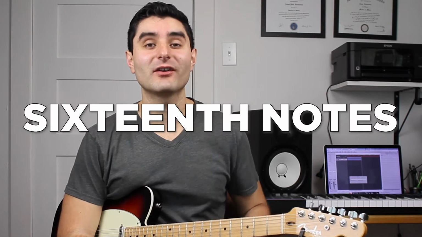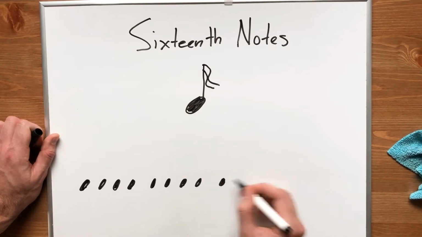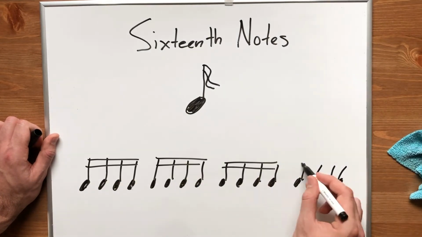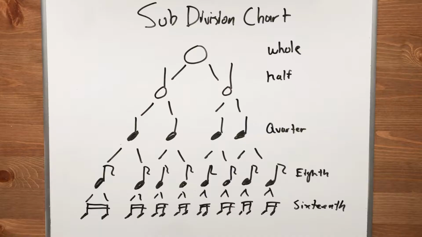And then finally, we can divide eighth notes one more time and create 16th notes. 16 16th notes fit into a measure, and 4 16th notes fit into the space of 1 quarter note. The way that we count 16th notes is like this. 1 e and a 2 e and a 3 e and a 4 e and a.